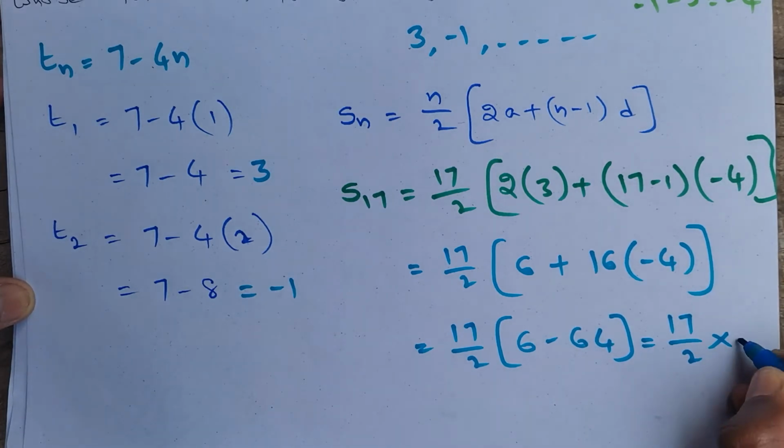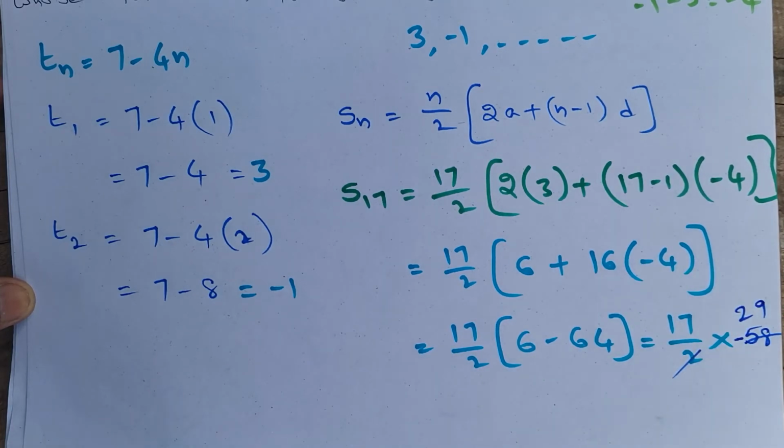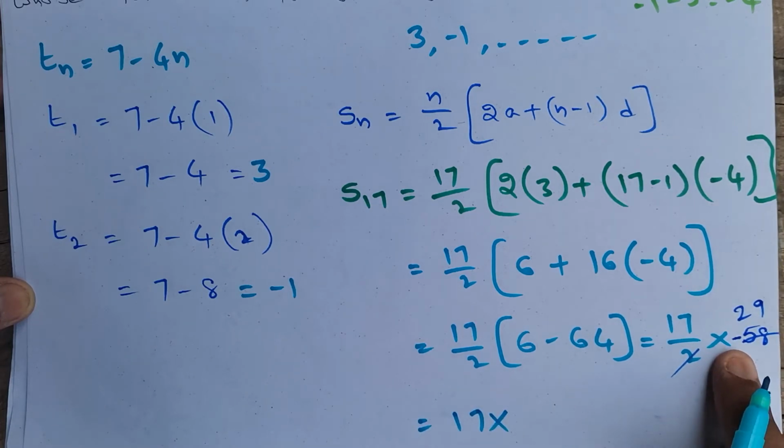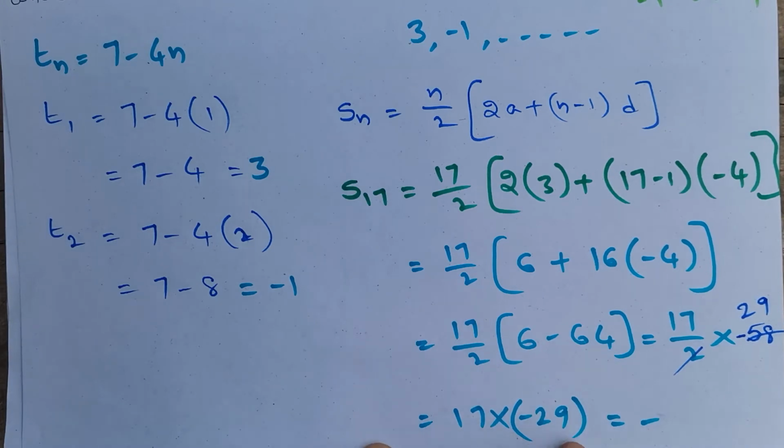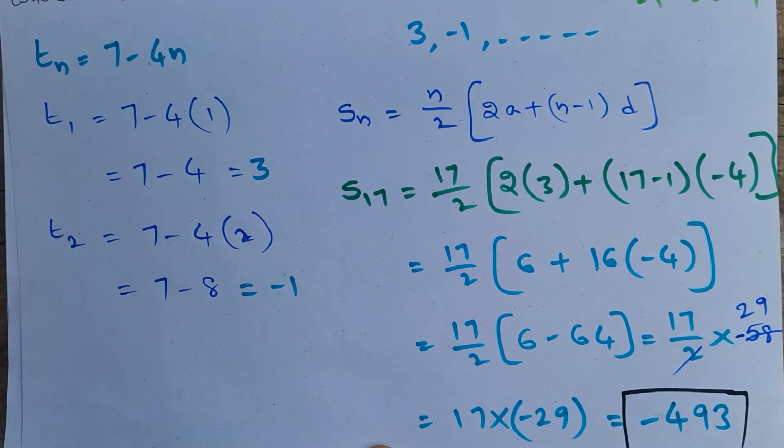It is minus 58. Now we can do cancellation. 2 ones are 2, 29s are. So we will get the final answer as 17 into minus 29. 17 into minus 29, which is equal to plus into minus 17 into 29, 493. So the sum of 17 terms of that AP is minus 493.